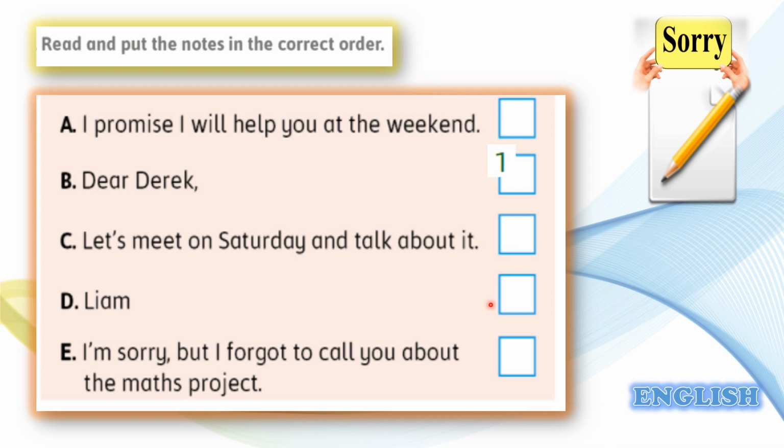As you can see here, number 1 is Dear Dirk. Number 2, I'm sorry, I forgot to call you about the maths project. Number 3, let's meet on Saturday and talk about it. Number 4, I promise I will help you at the weekend. Number 5, Liam. Here we put the note in the correct order. Well done.